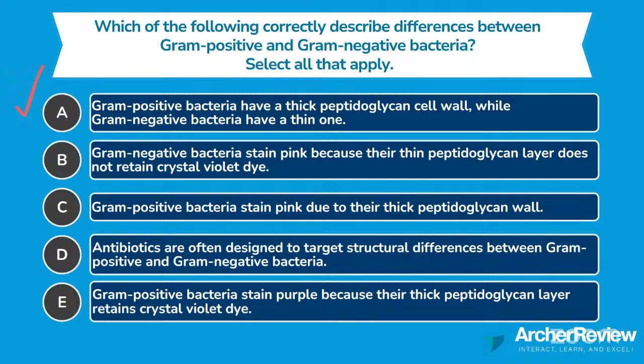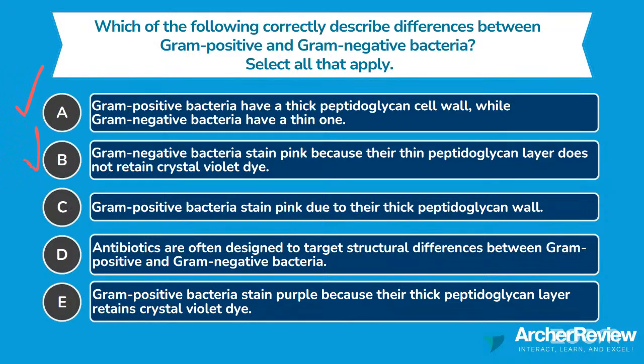All right, our next correct answer was B, gram-negative bacteria stain pink because their thin peptidoglycan layer does not retain that crystal violet. Yeah, it doesn't. There's a pink base in the stain, I think they call it safranin, and it is more attracted to that pink base. And so that is why it stains pink.